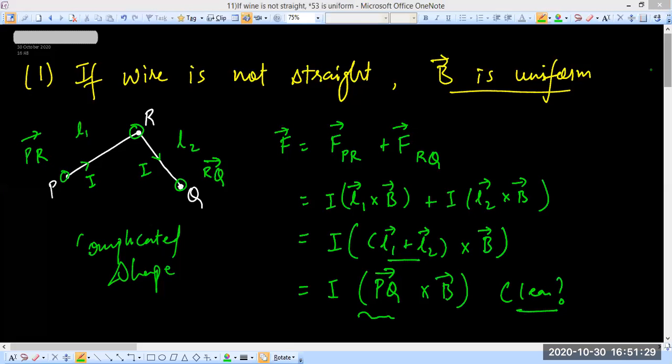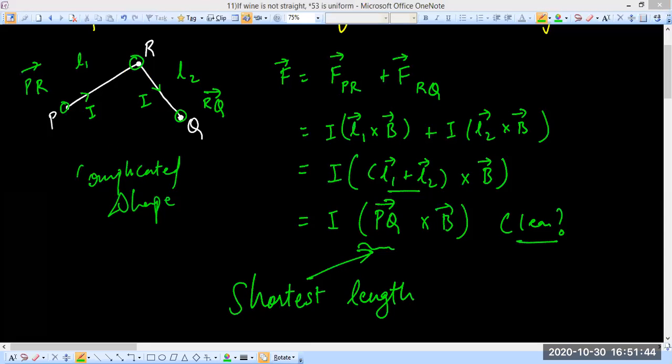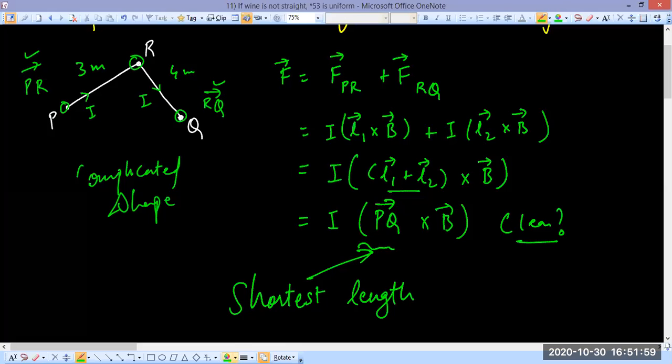You got a shortcut. The shortcut is that you have to take the shortcut, right? So what does this mean? Suppose this was 3 meter and this was 4 meter, with a magnetic field. Then instead of considering these two separately, we can do it very easily by taking one vector going from here to there, with current I and length 5 meter.